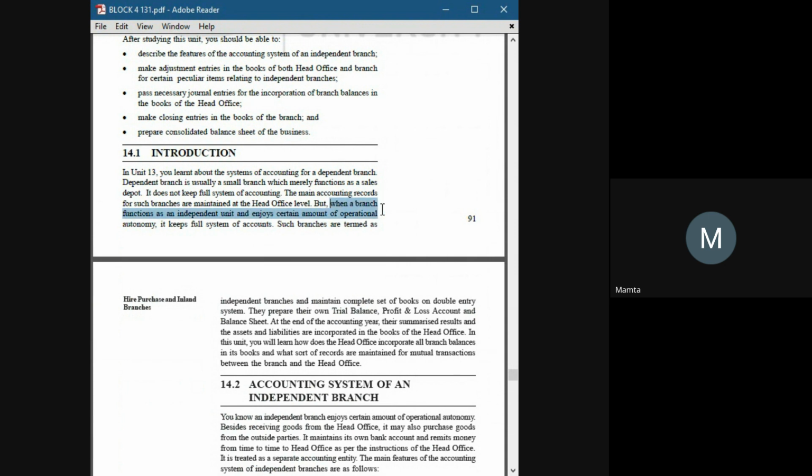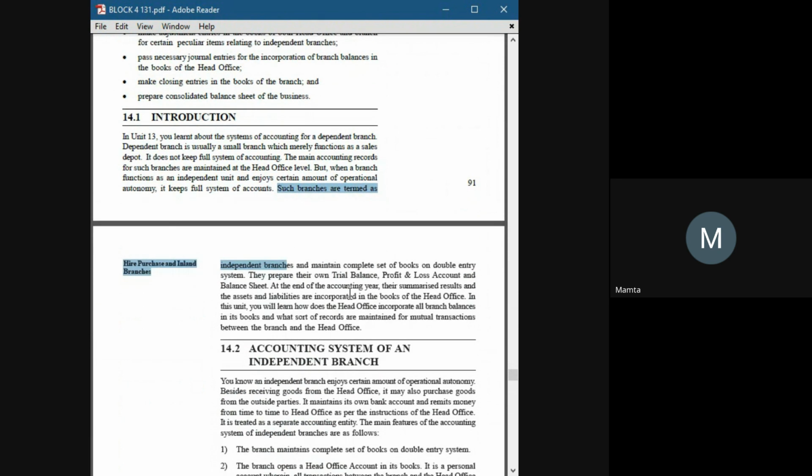When a branch functions as an independent unit and enjoys a certain amount of operational autonomy, it keeps a full system of accounts. Such branches are termed independent branches and maintain a complete set of books on the double entry system. They prepare their own trial balance, profit and loss account and balance sheet.